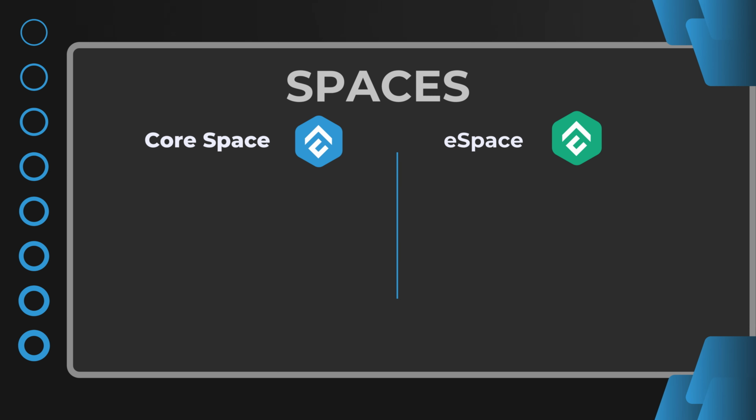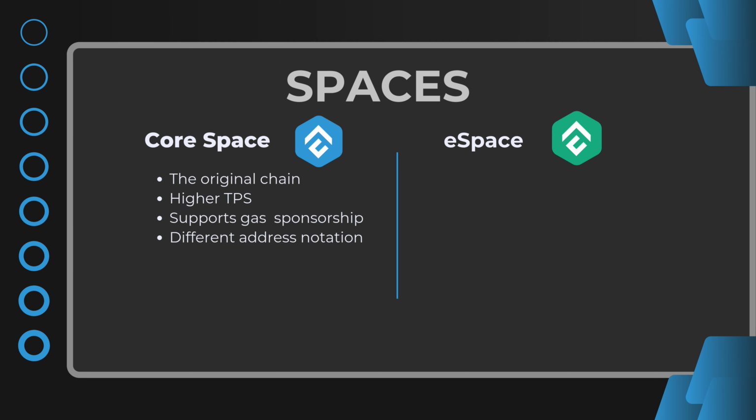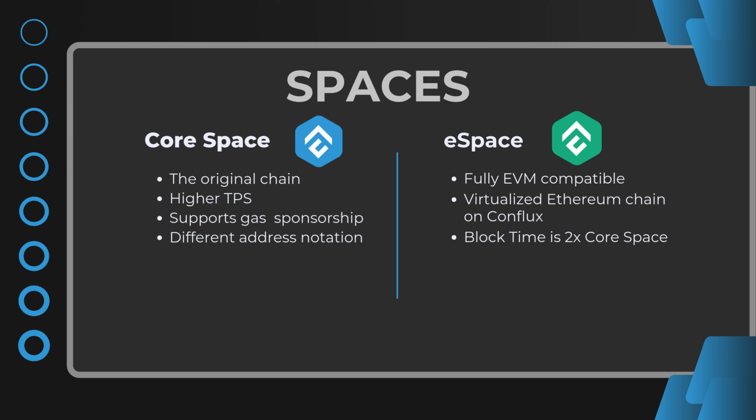Now, about the spaces. The platform has two independent spaces, core space and e-space. Core space is the original chain that provides more network capacity. The core space has higher throughput and supports GHAST sponsorship, but differs from Ethereum in some ways. It uses different address notation and requires specific tools like Conflux Truffle, Conflux Hardhat, and the official SDKs. This is where e-space comes in. It's fully EVM compatible, essentially a virtualized chain inside the platform. The main difference in throughput is that block time is twice that of core space, but it's still very fast.